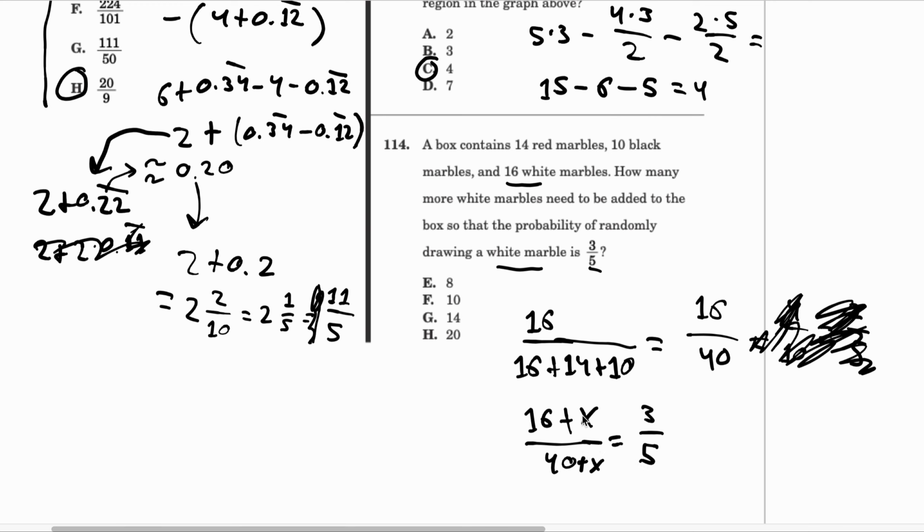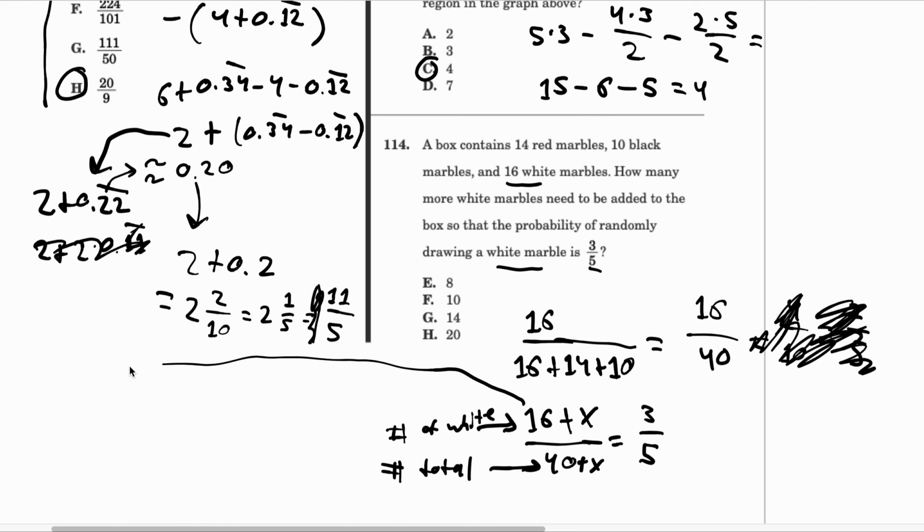Right, so if we add X white marbles, the number of white marbles increases, and so does the total number of marbles in general, right? Because if we add white marbles, that increases the total as well as the number of white marbles by X. So this is our new probability of drawing a white marble, and we know that this new probability has to be equal to 3/5, and X is the number of white marbles added. So now we just need to solve for X, and I'm going to do this over here.